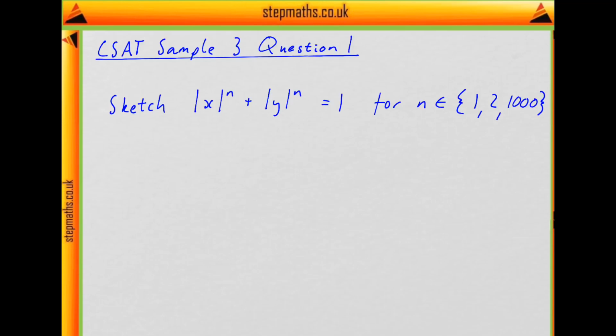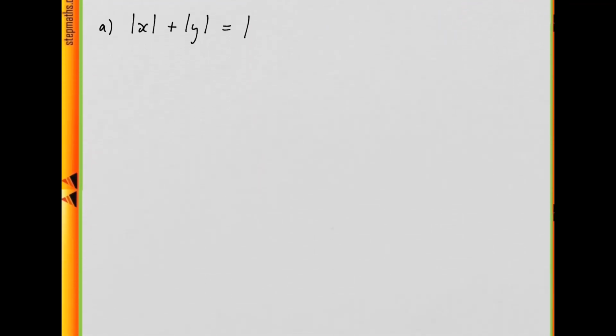Okay, so we have three things to do: to sketch for 1, 2 and 1000, and I'll call these A, B and C, so let's start off with A. In the case A, if we're putting something to the power 1, it's the same as just leaving it on its own, so we have |x| + |y| = 1. And there's a couple of ways you can do this. Let's look at one first.